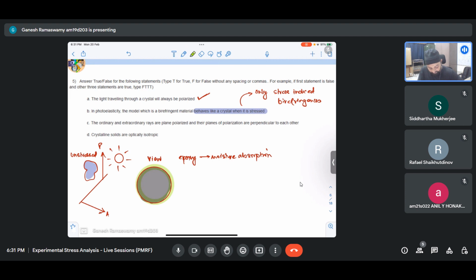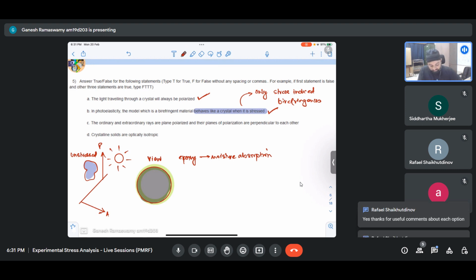So in photoelasticity, the model, which is a birefringent material, behaves like a crystal when it is stressed. Yes, so this is very much true. The ordinary and extraordinary rays are plane polarized, and their planes of polarization are perpendicular to each other. So the ordinary and extraordinary rays are plane polarized.